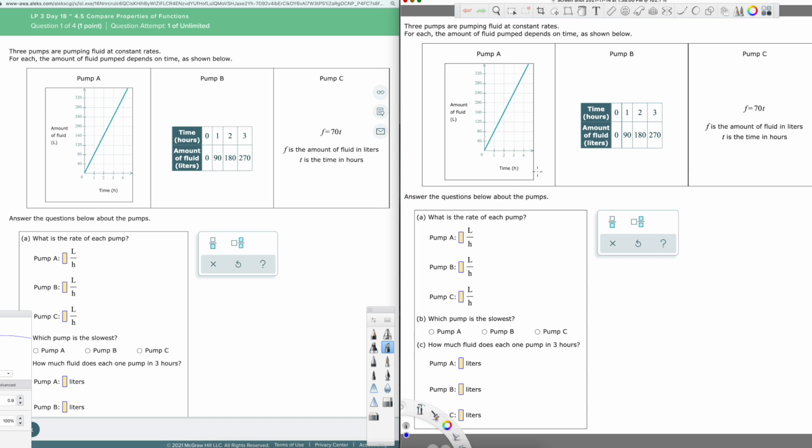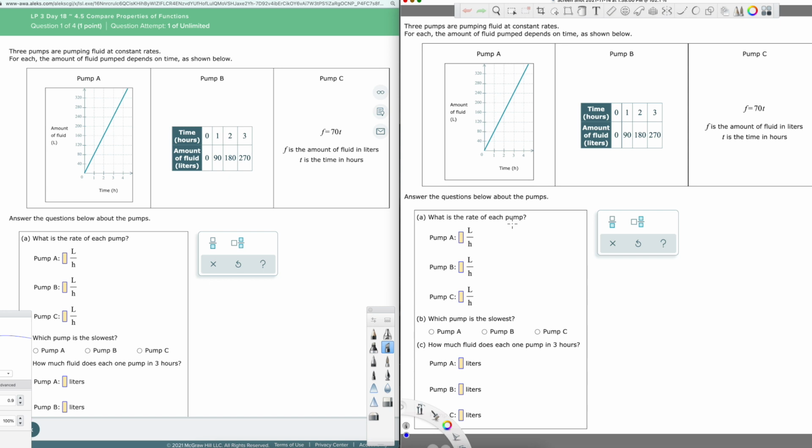The first 2 here are very visual. This one is definitely more visual than even the table because I get to see this relationship. It's a line. The table gives me all the data points. And then, of course, the equation is something that I can manipulate and work out and find more data points with. So what they're asking us to do for each one, it says, what is the rate of each pump?